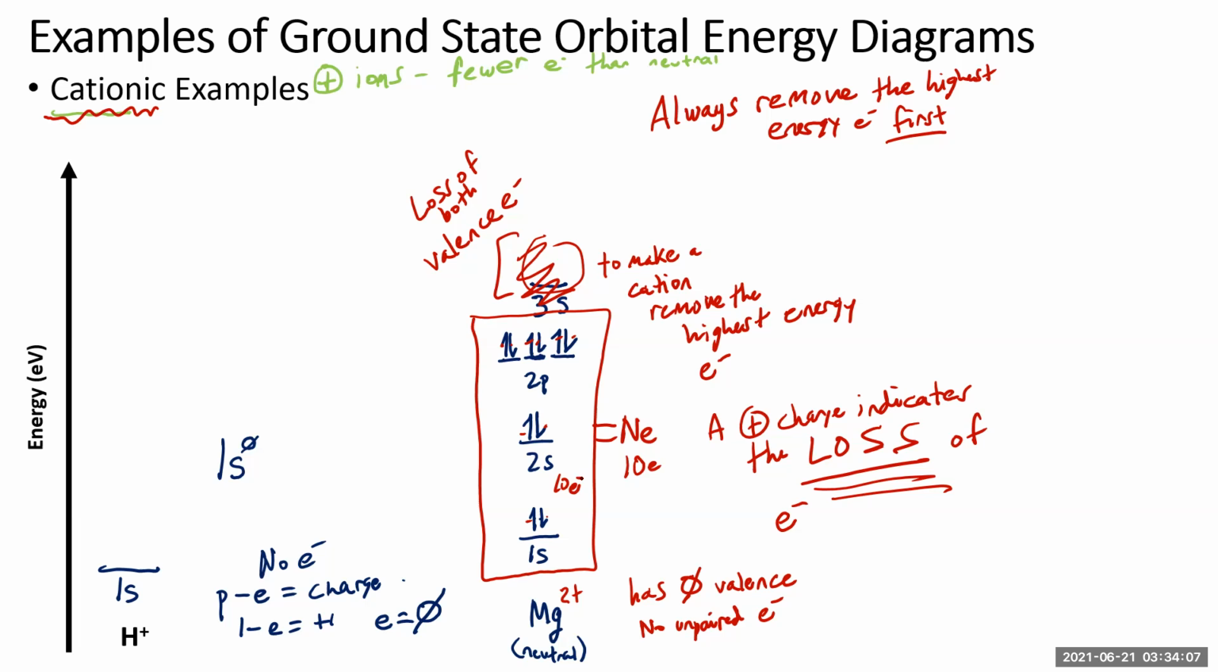Sodium 1+ would have the same number of electrons. You'd start with one fewer electron for sodium, and then you'd remove that one extra electron, so still leading to an empty 3s orbital. For sodium 1+, you'd still have an empty 3s orbital.